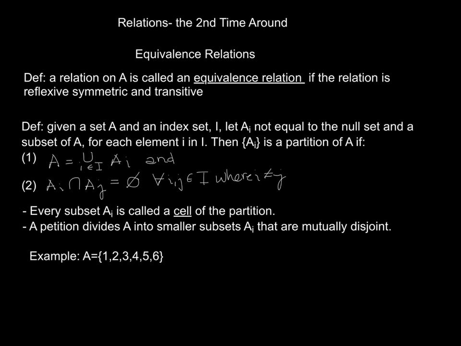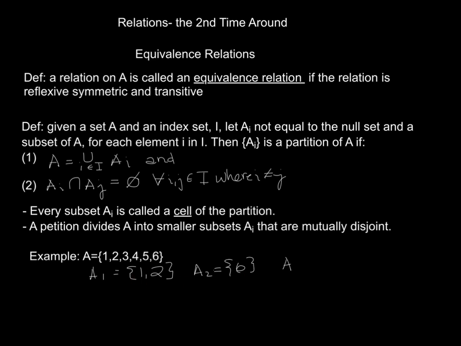I could start with my A sub 1, and I could put anything in A sub 1. I might just start with my first two numbers, 1 and 2. Since all the A sub i's, when you union them, need to equal A, I need to have another cell. So maybe I'll throw in 6 there. And again, they need to be disjoint. These two are disjoint, so I'm doing pretty well.